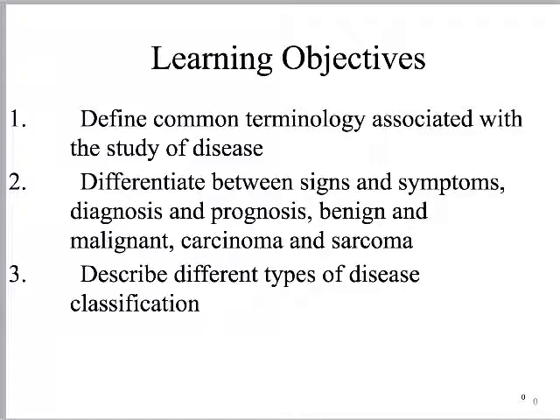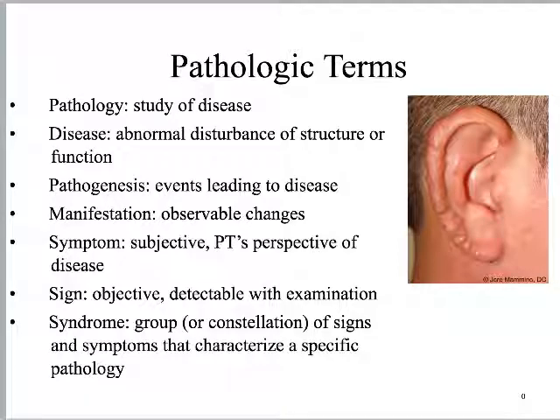And then we need to describe different types of disease classification. The major way that this textbook is organized is based on disease classification. So each chapter marches you through the different classifications of disease apparent for the abdomen. So here are some general terms for pathology, right?